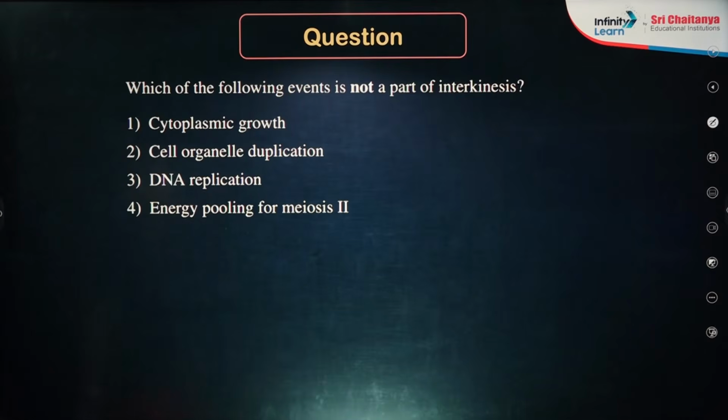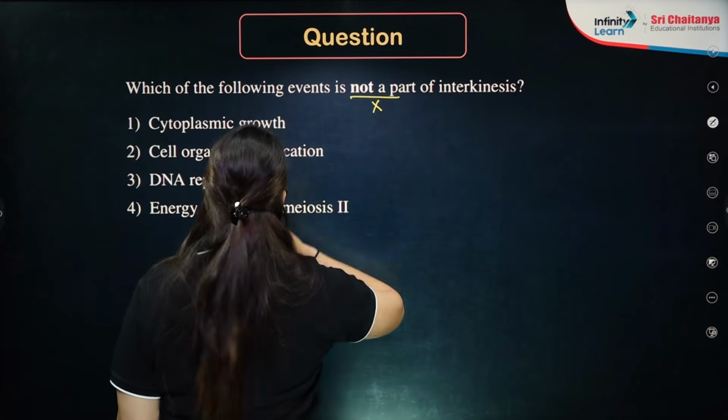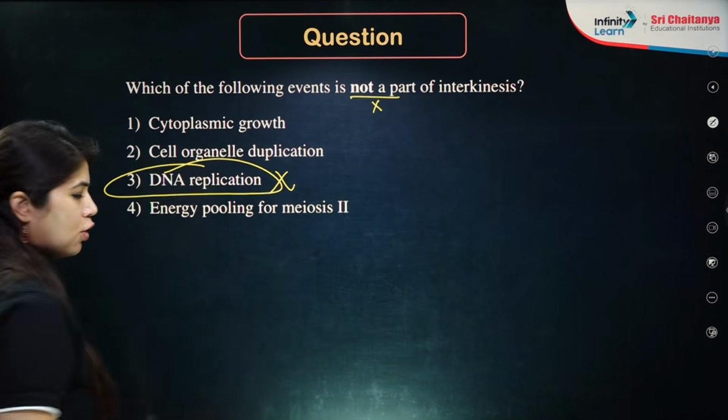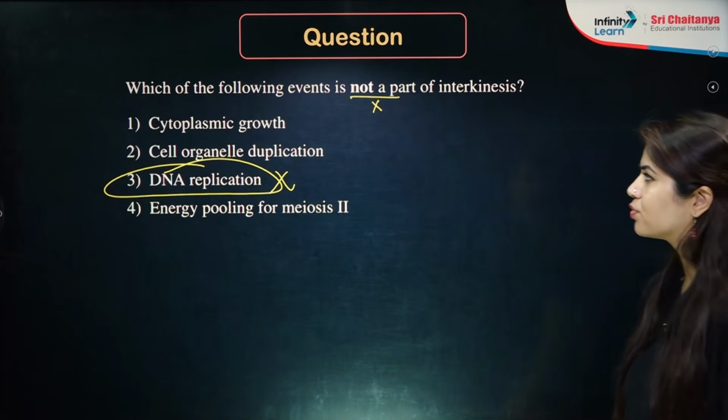Next question. Which of the following events is not a part of interkinesis? In interkinesis, there is no DNA replication happening. DNA will not be replicated at all. Answer is option number 3.